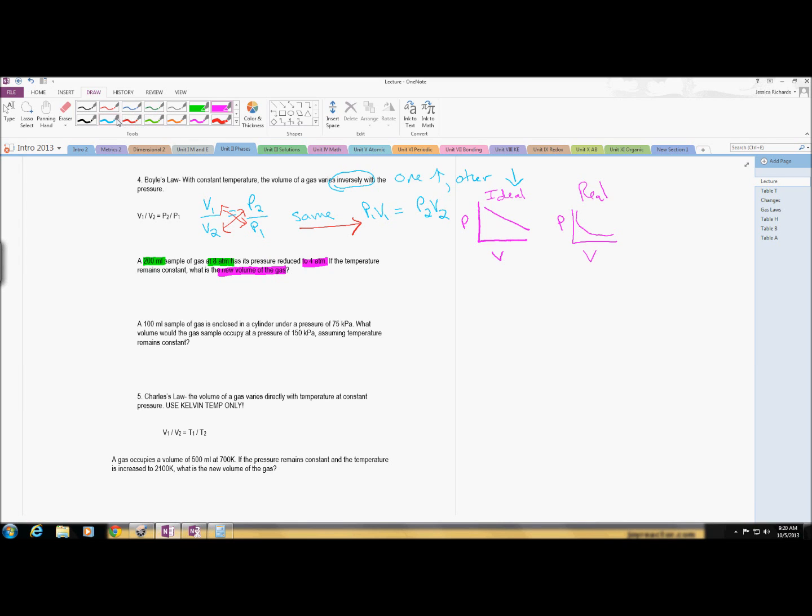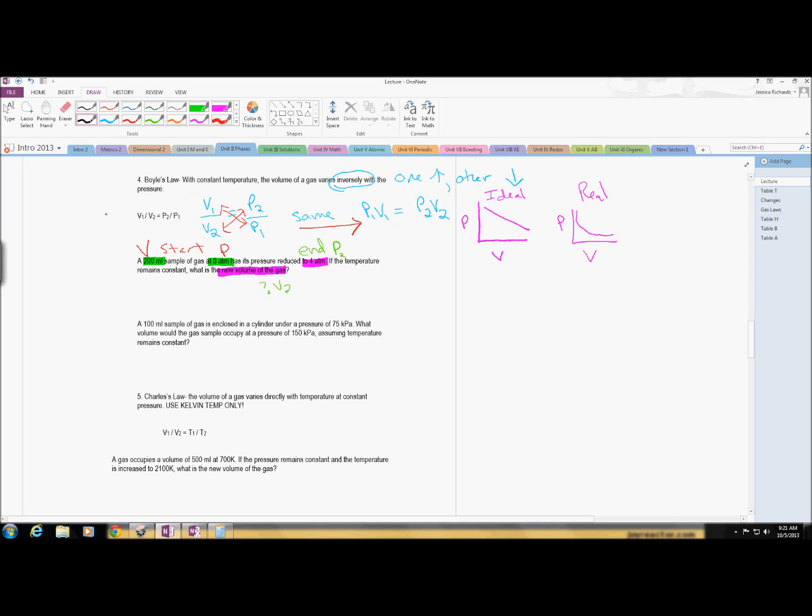So I used two different colors there because this is what we're starting at. You're starting with a gas sample that's 200 milliliters. Milliliters is a unit that we use for volume. And it's at 8 atms. atms is a unit that we use for pressure. And then it's going to have its pressure change. So you're ending at 4 atms. Again, that's going to be your new pressure. And they want to know what the new volume is.